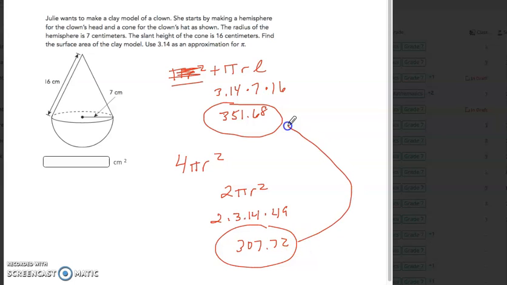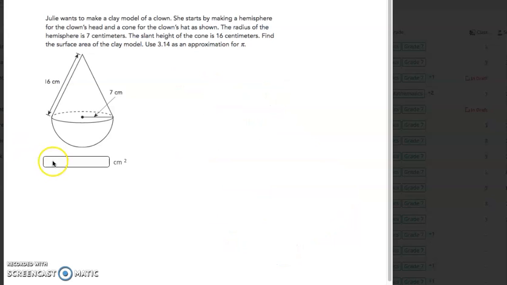This is the area of the cone. Let's add them together. So 307.72 plus 351.68, and I wind up at 659.4.